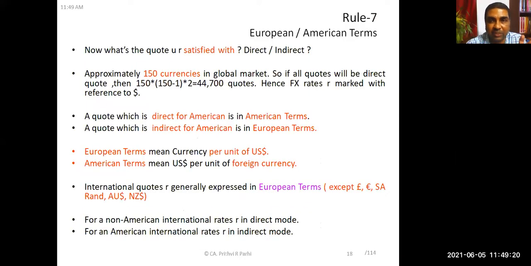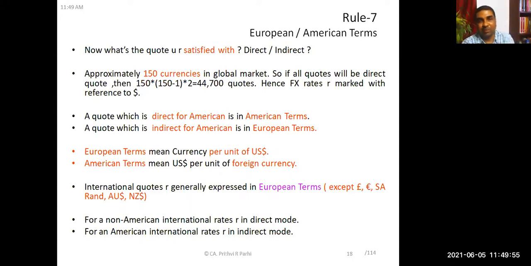We have done some exercises in the last class. But today we are going to learn this concept: European terms or American terms of expressing a quote. As we discussed in the previous class, normally all of us are satisfied with direct quotes. If someone says rupees 75 per dollar, we are very happy. It is easier for us to understand. On the other hand, if one says 0.0133 dollar per rupee, it will be a little difficult for us to understand that quote.